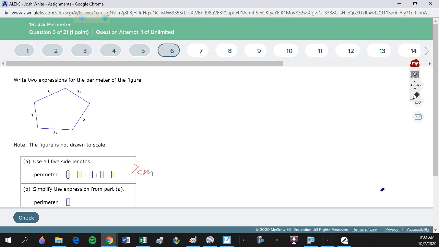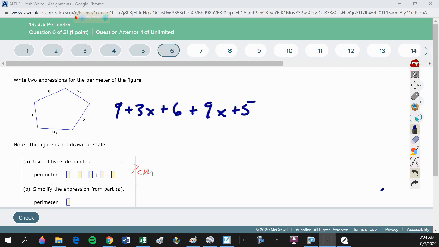So the perimeter here, we could just add them all up. So one way to represent the perimeter would just be 9 plus 3x plus 6 plus 9x plus 5. But we could also simplify that into 9 and 6 would be 15 plus 5 is 20. And then 3x and 9x would be 12x. Okay?